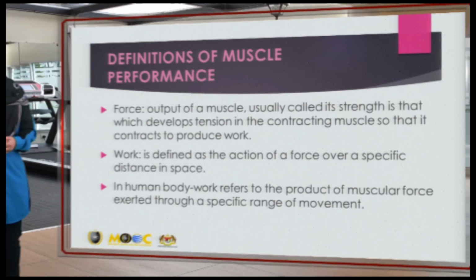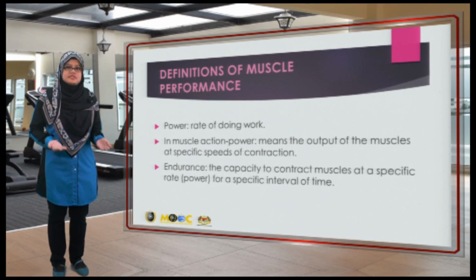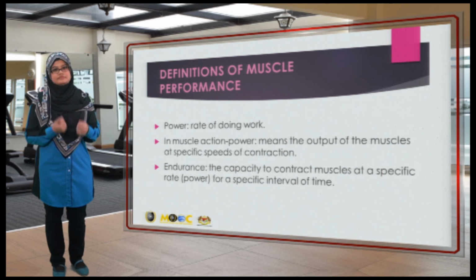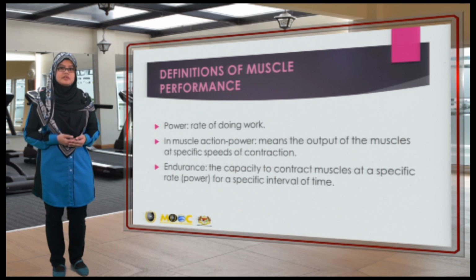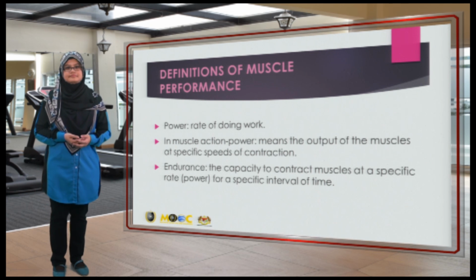Power is known as a rate of doing work. In muscle action, power means the output of the muscle at specific speeds of contraction. Endurance is the capacity to contract muscle at a specific rate for a specific time interval.